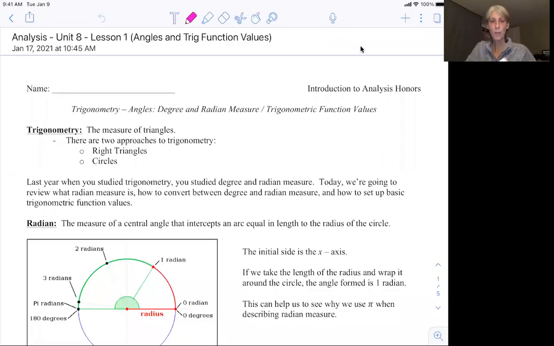Hi, everyone. Today we're starting with Unit 8. We're on Lesson 1. We're going to be talking about angles and trig function values.